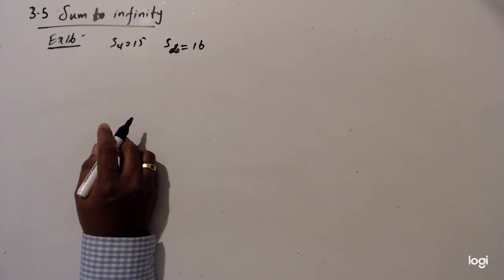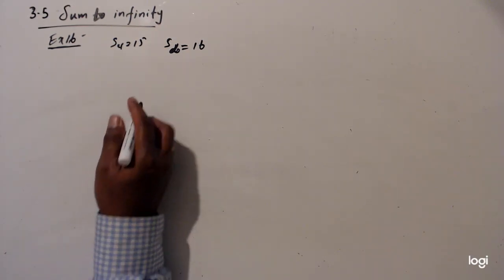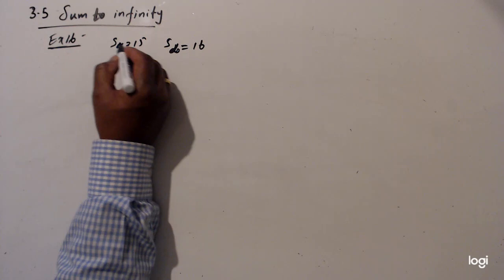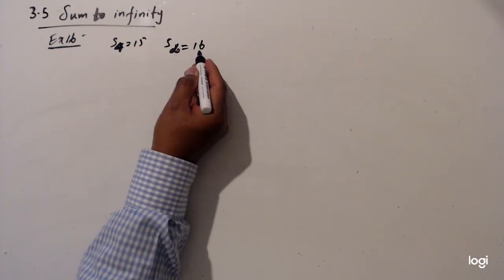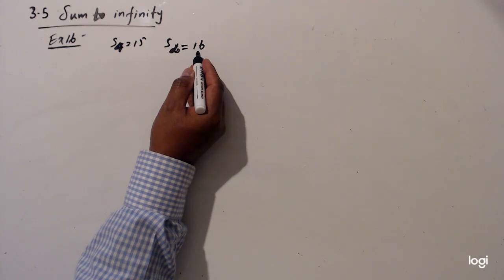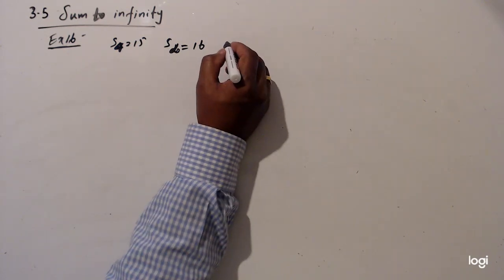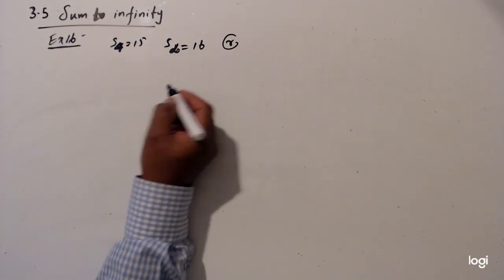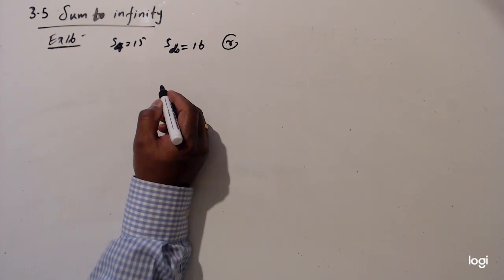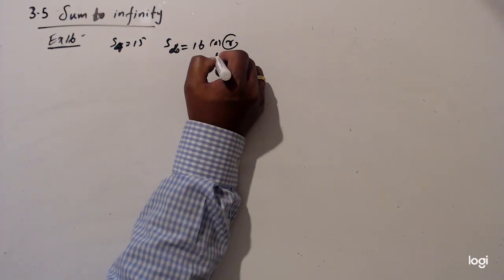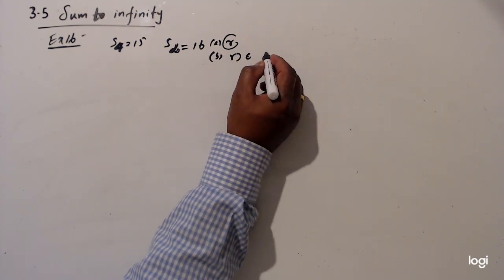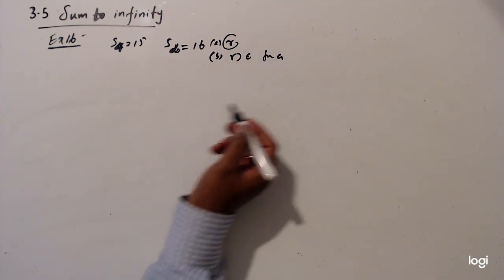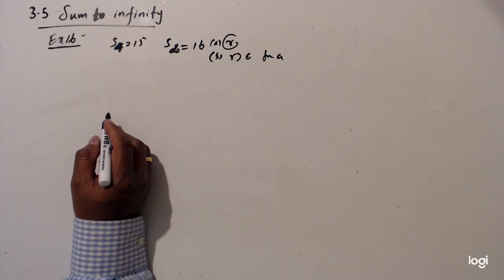In example 16, it is given the partial sum after the fourth term is 15 and the sum to infinity is 16, and find the possible values for r. From here we need to find r, that is part A. Part B is given r greater than 0, so then find a. So we'll start doing this one.